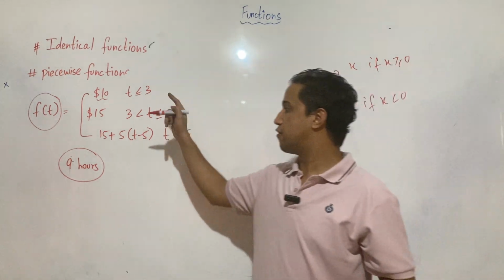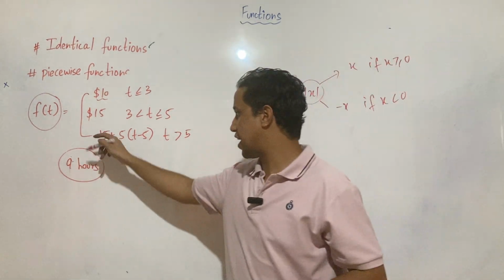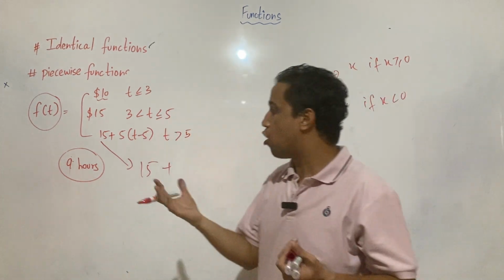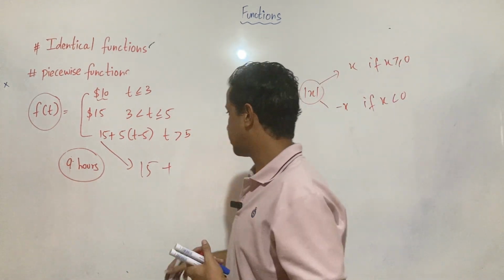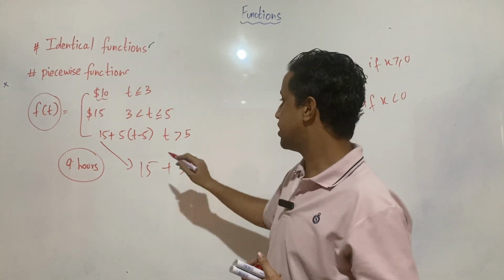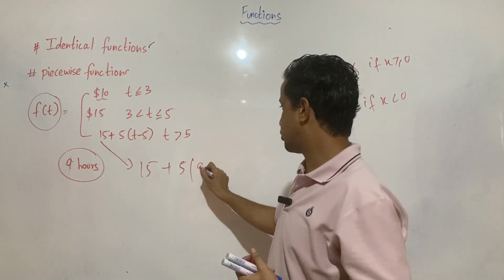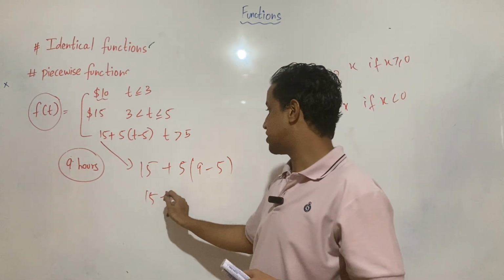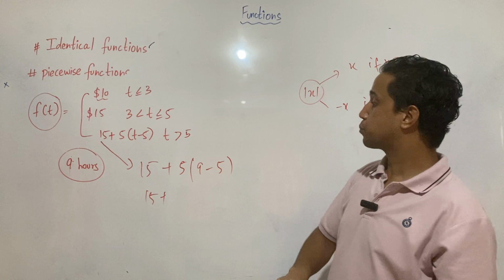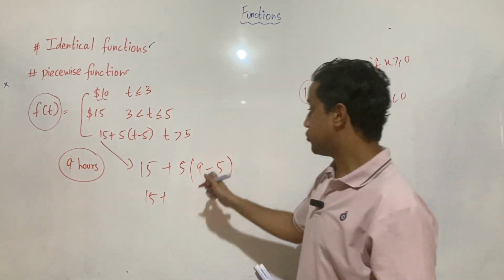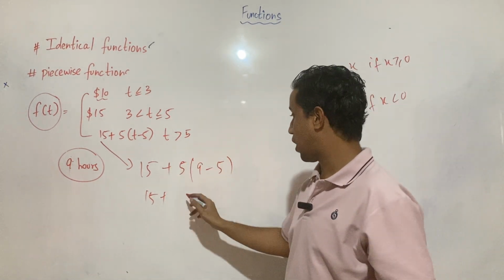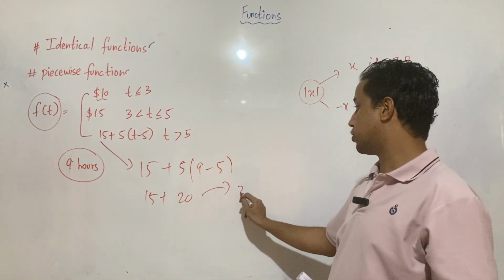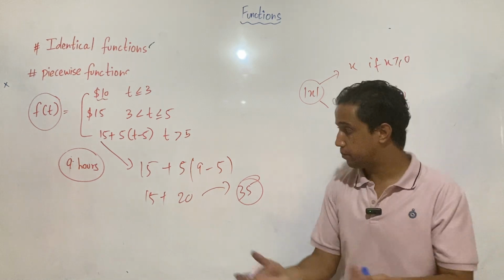Let's say for 9 hours, how much do I have to pay? For the first 5 hours, yes, I have to pay $15. And then for 9 hours, plus 5 times (t minus 5), which is 9 minus 5, right? So it's going to be 15 plus, and you are charging $5 per hour, so for the next 4 hours, it's going to be $20. So the total would be $35. I hope you agree with it.